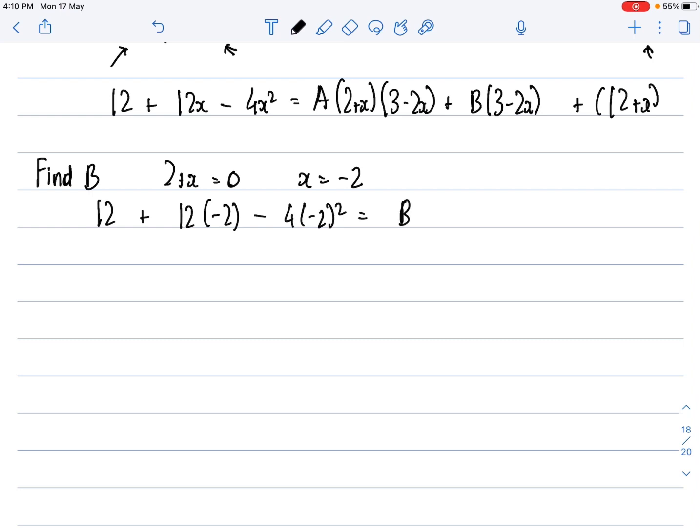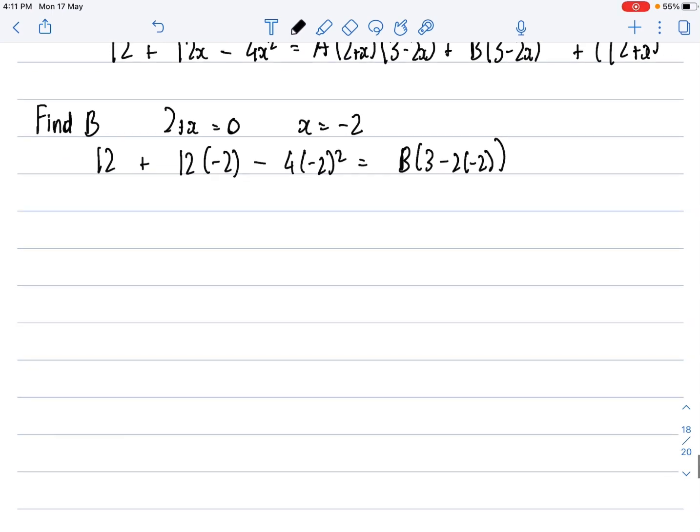So I'll get B into 3 minus 2 into minus 2, and on the left-hand side I'll get 12 plus 12 into minus 2 minus 4 into minus 2 squared. I can solve this full thing on the calculator, the LHS. When I solve this full thing, I'll get minus 28 equals B times, and here I'll get 3 minus 2 into minus 2, which will give me 7. So I'll basically get my B as minus 28 over 7, which will give me minus 4. I'll get B as minus 4.